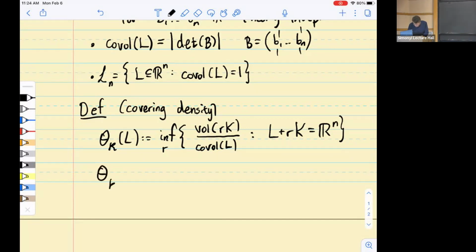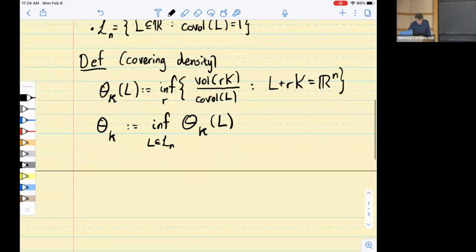The only other definition I need for now is the best way to cover space, given a convex body. I tell you the convex body, what is the best lattice covering of space with that convex body? So this is the infimum over all, without loss of generality, covolume 1 lattices. This is a good time for questions. This is basically all I need to start talking about known work. Is that okay?